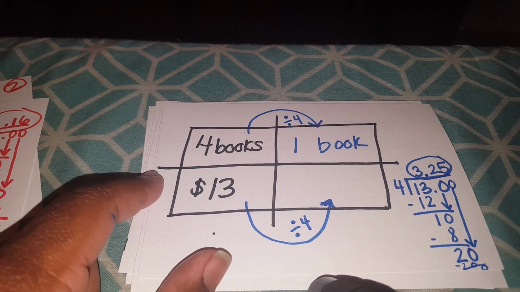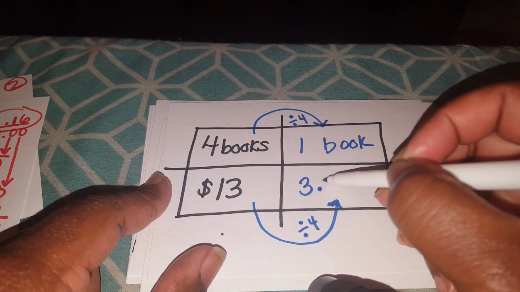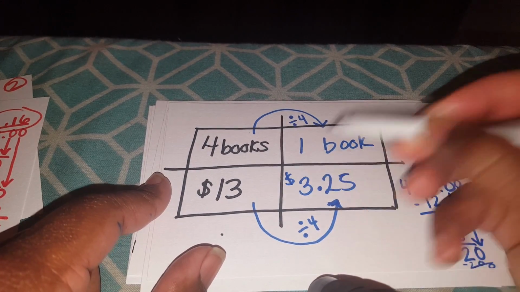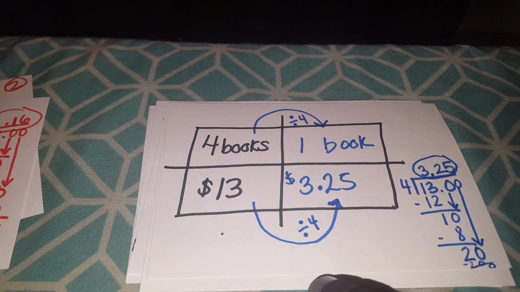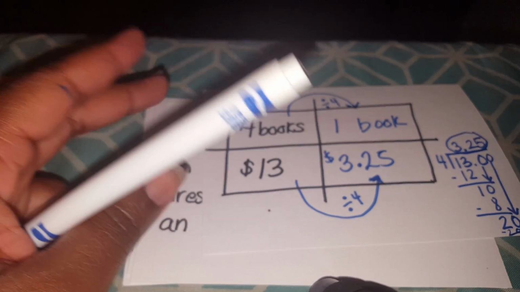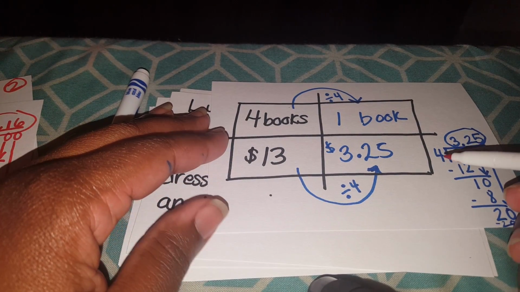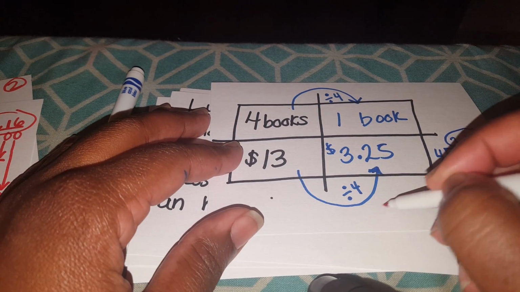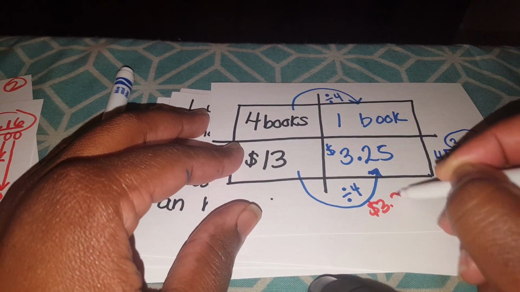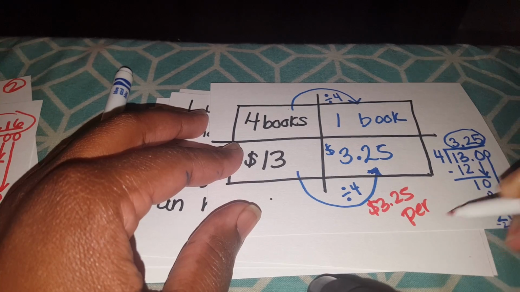All right, so each book, $3.25. These are proportional relationships because if I were to graph these like we've been doing, I would get a straight line and it would go through the origin because 0 books cost $0. So $3.25 per book.